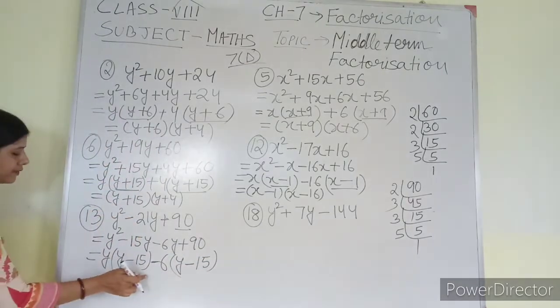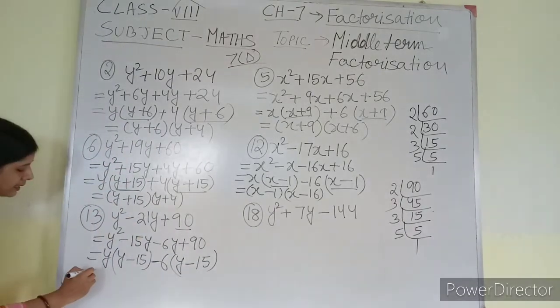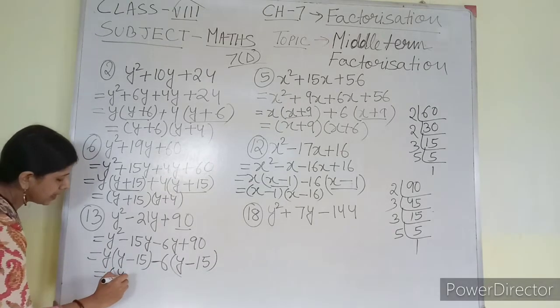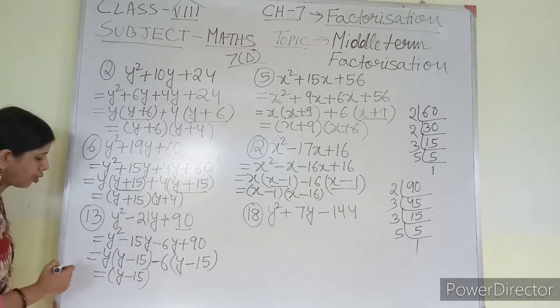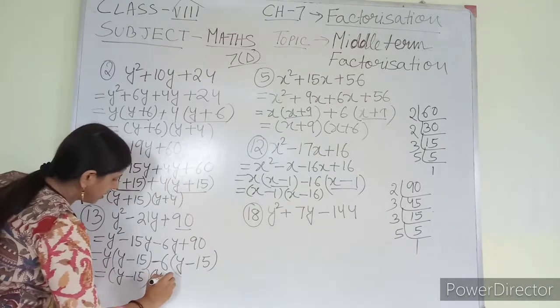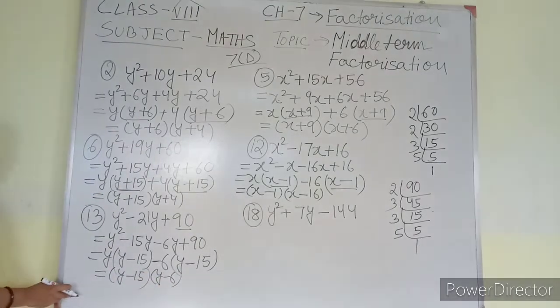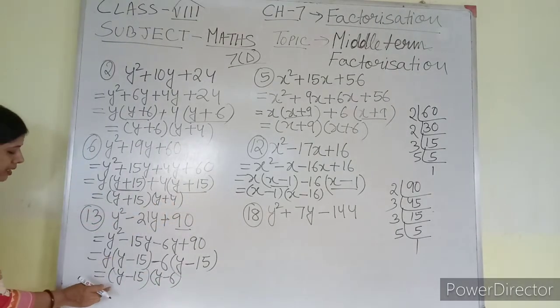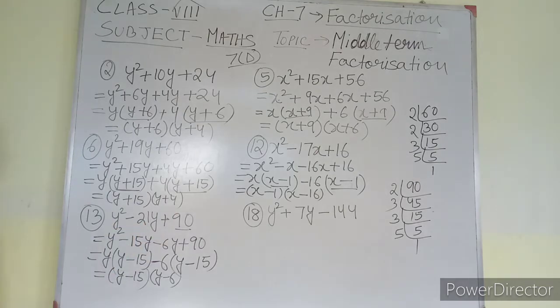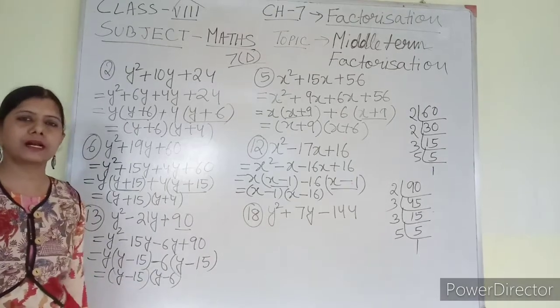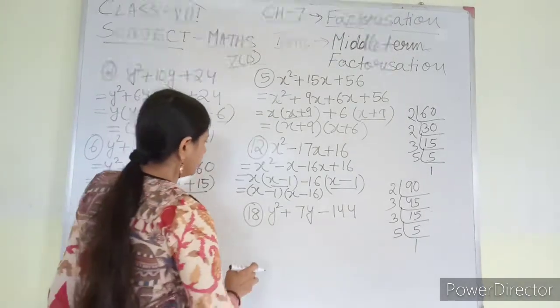Now y minus 15 and y minus 15, they are common. So y minus 15 I have taken as common. What is left? Y minus 6. So the answer is two factors are y minus 15 and y minus 6. Very easy. You have to just practice. The more you practice, you will be habituated to it.